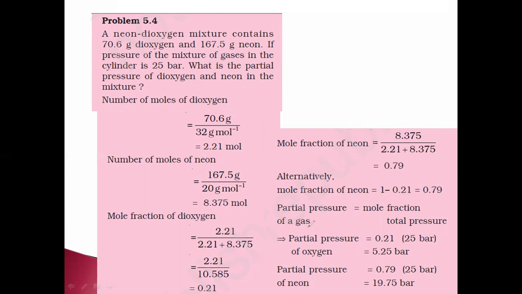The partial pressure of a gas is equal to mole fraction times total pressure. So the partial pressure of the oxygen is 0.21 into the total pressure, that is 25. If we calculate that, we are getting 5.25 bar. The partial pressure of the neon is 0.79 into 25. 25 bar is the given pressure over here. Multiplying, we get the answer in bar. Okay, understood?